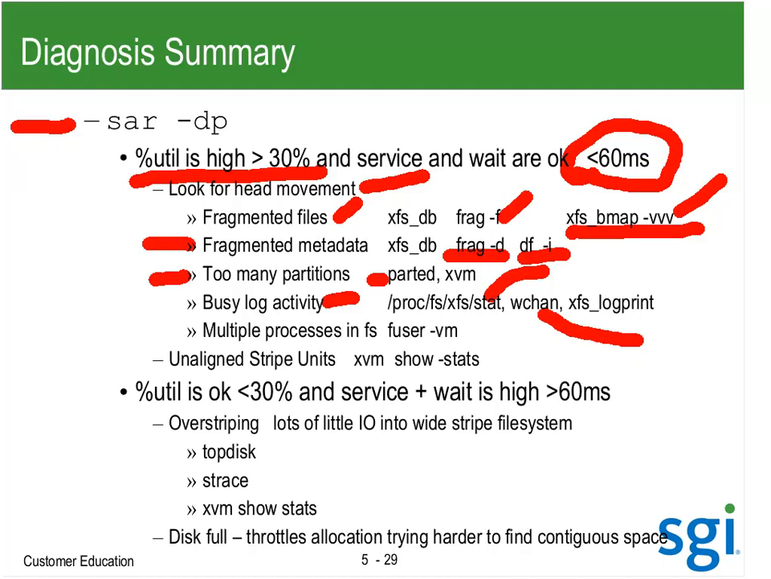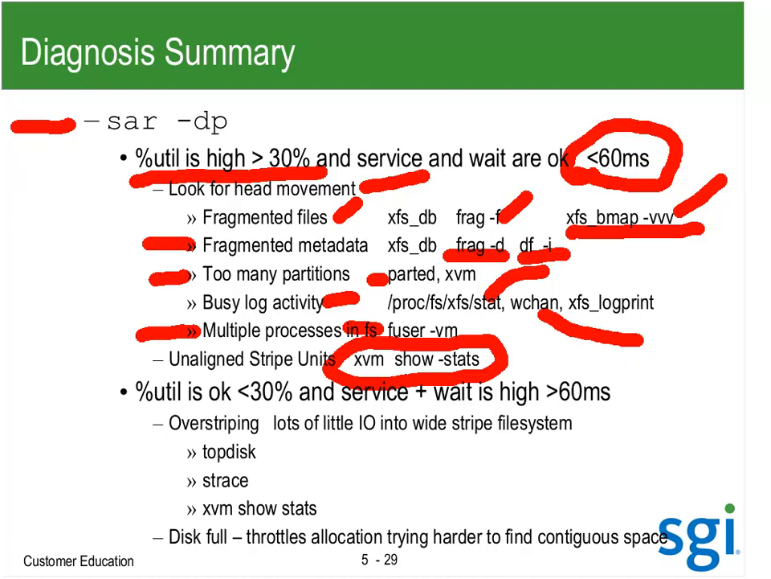And another issue is multiple processes in the same file system. So you can use fuser to find out what's in a given file system. The other thing we're going to talk about tomorrow are XVM statistics. Those are broken right now. I'll show you what I mean tomorrow.